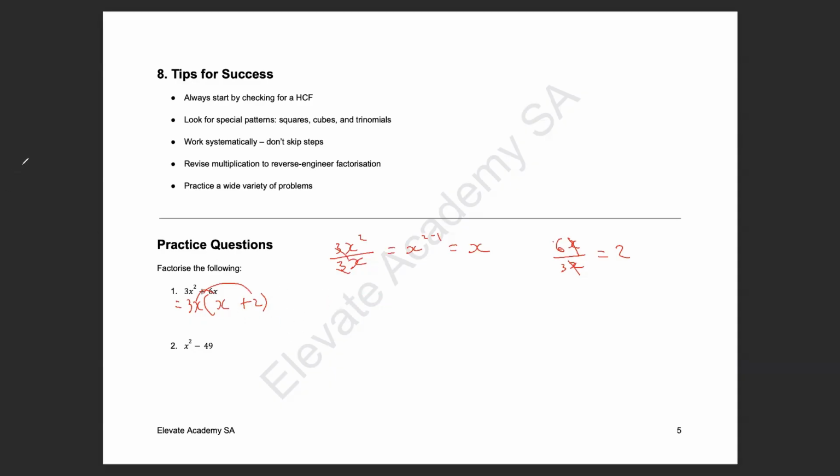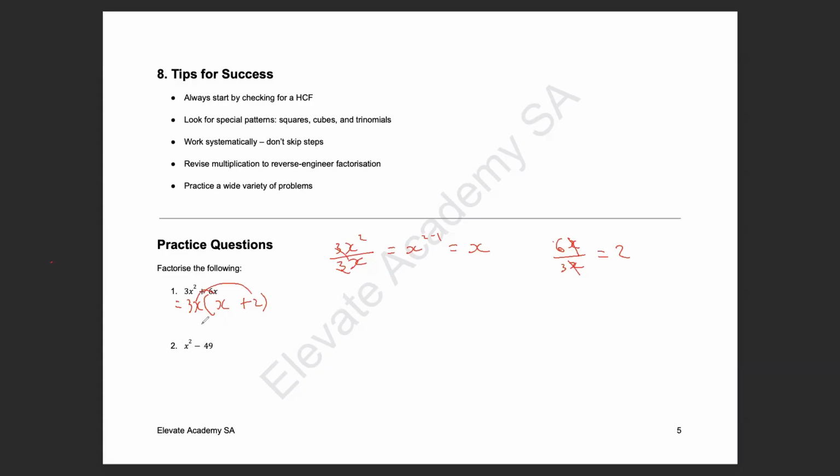Okay, so now let's move on to the next example. Again, we're going to follow the exact same process. We're going to check for the highest common factor. Do we have a highest common factor here? No, we don't. There's no common coefficient. There's no number that can go into the coefficients aside from 1, but we're not going to use 1. And there's no common factor for the variables as well.